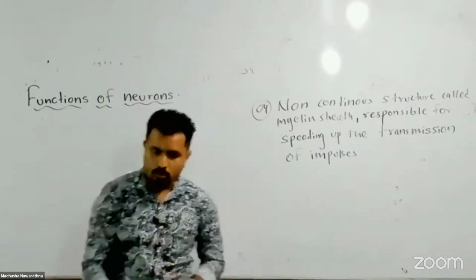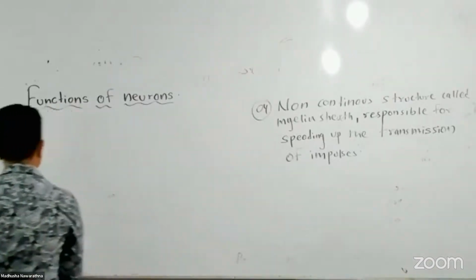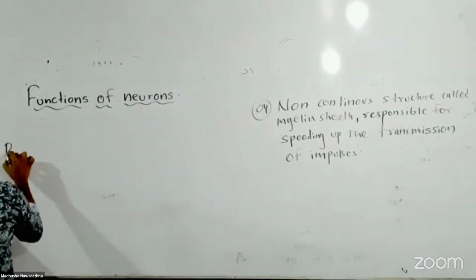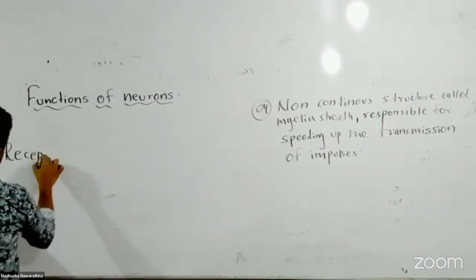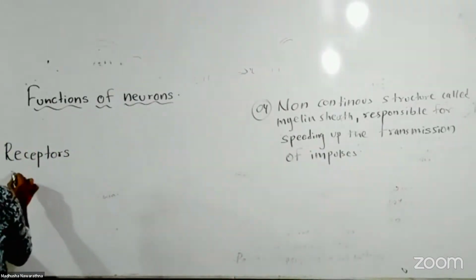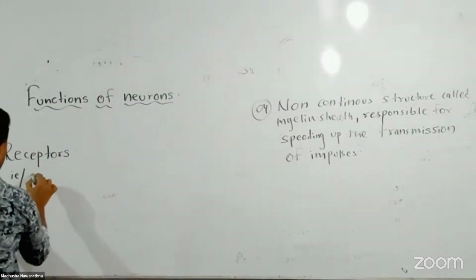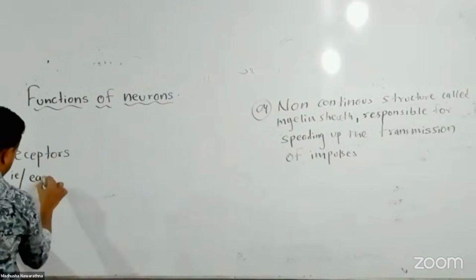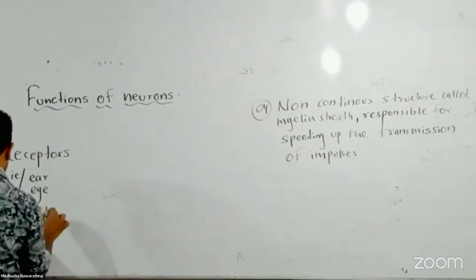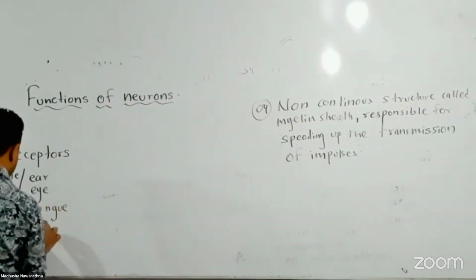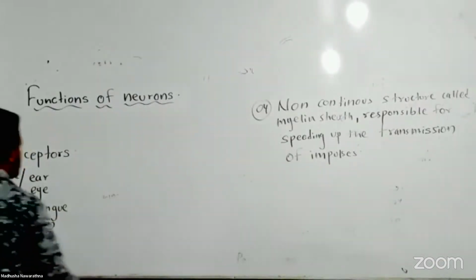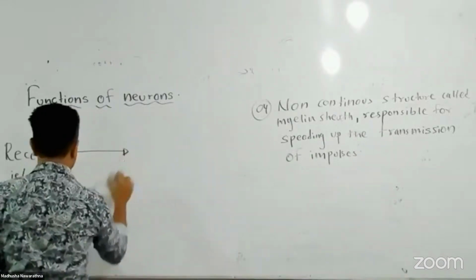Okay, right. Now look. Those five organs that I mentioned in our body, we call them receptors. Examples: ear, eye, tongue, skin, nose. These are the receptors in our body.